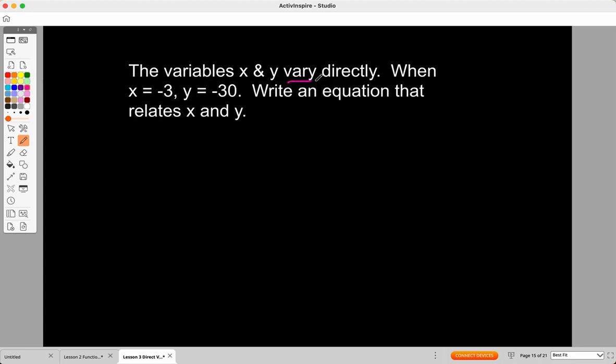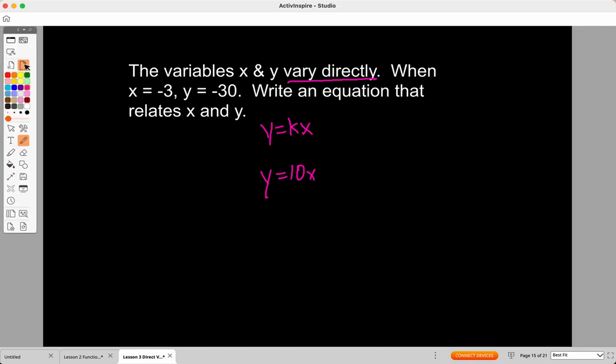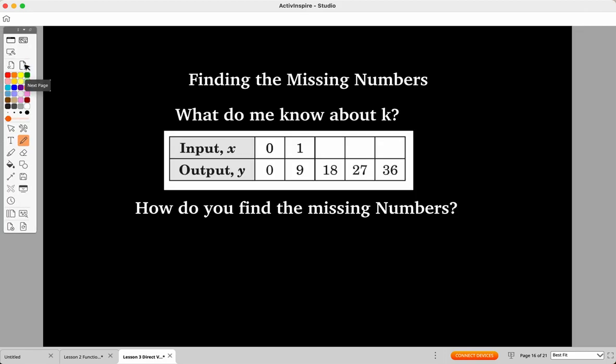All right, again, we see it varies directly, so I know its general form is Y equals KX. If Y is negative 30 and X is negative 3, Y equals 10 times X. All right, so how can I do this? How does K help me on a function table? How does it help me find my missing table charts?